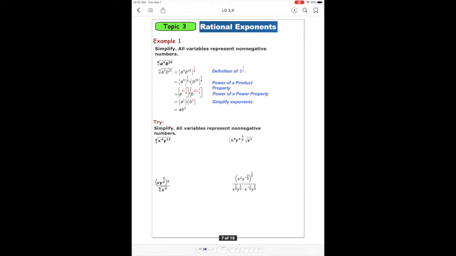All right, we're back here with Learning Guide 3, and we're just going to finish up Learning Guide 3 with Topic 3 now. So we're dealing with rational exponents, and we're going to have to simplify. So my first example is we're going to deal with variables represented by non-negative numbers.